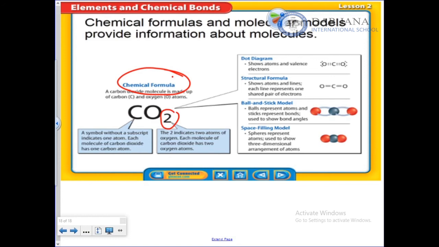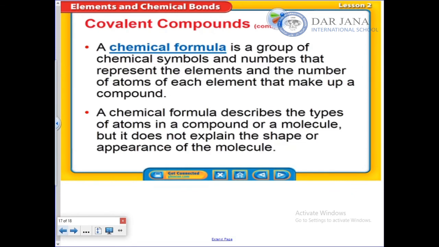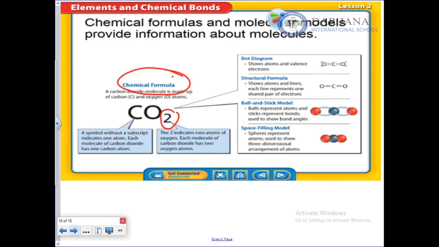But a chemical formula itself cannot tell us about the shape of the molecule. As we said here, it does not explain the shape or the appearance of the molecule. What explains the shape or the appearance of the molecule is the diagram. We have learned till now the dot diagram. Or instead of using dots, we can use lines. Every two dots are represented by a small dash. It represents two dots, and we call this a structural formula.